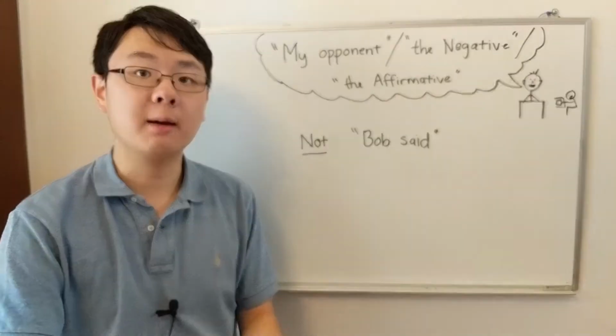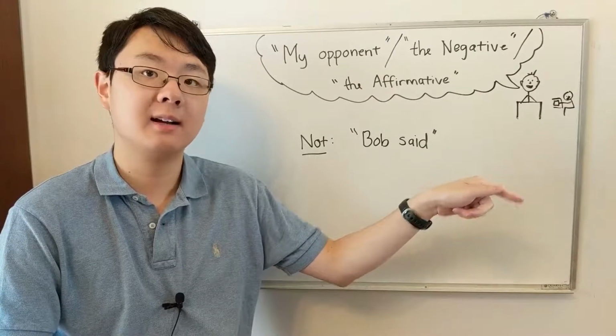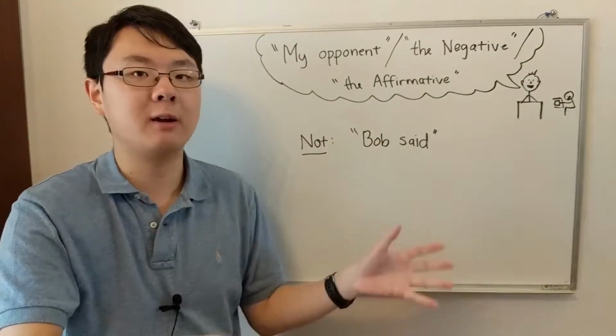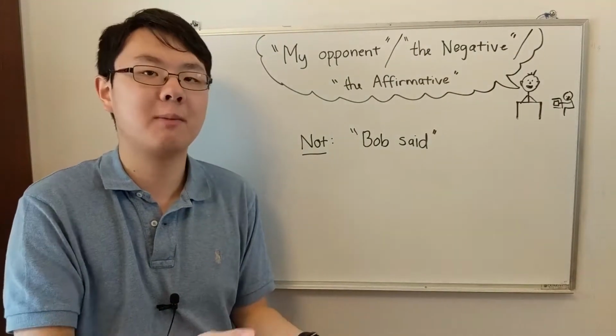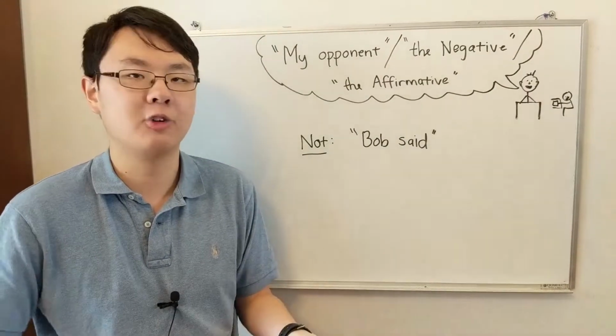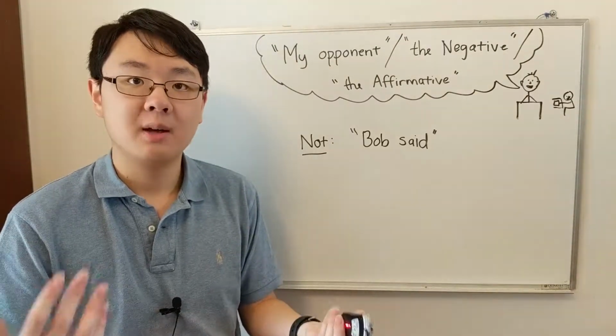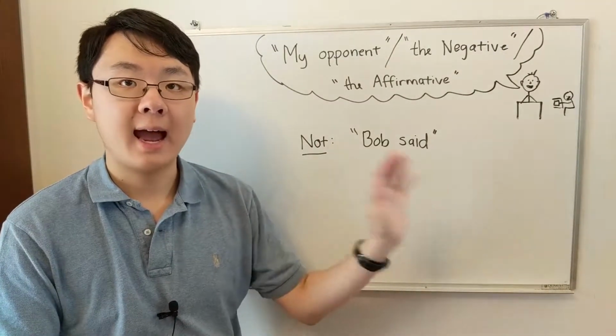If I start calling him Bob and said Bob's argument was stupid, that starts to make it personal. Bob might start getting offended, and things might start getting ugly after that. But if I say my opponent's argument is flawed, just generally saying my opponent reminds Bob, oh yeah, this is just a debate. He's just doing this because I'm his opponent. That's what he's supposed to do. But it's not personal, directed against me. So you want to leave the names out.